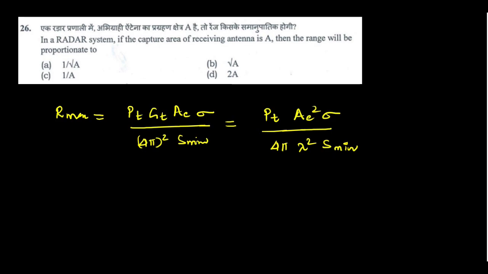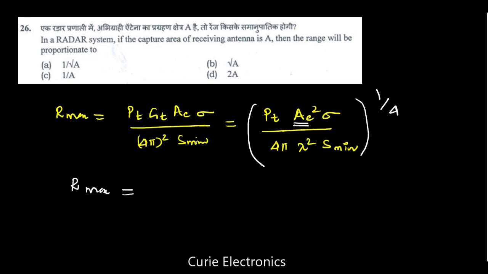In a radar system, if the capture area of the receiving antenna is A, then the range will be proportional to what? We have power of 1 by 4 there. The capturing area is Ae square. Now, the remaining are all constants, so we will take only R max proportional to Ae square upon 1 by 4. A is the capturing area. From the equation we will get Ae square.